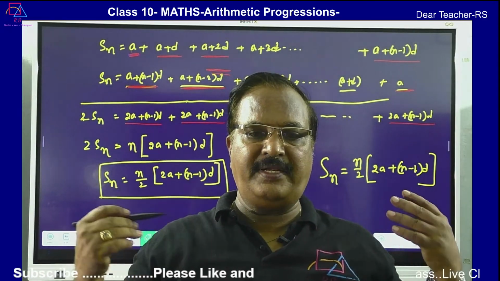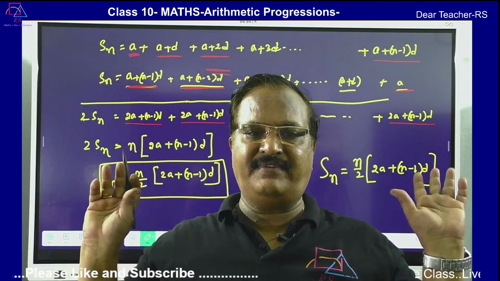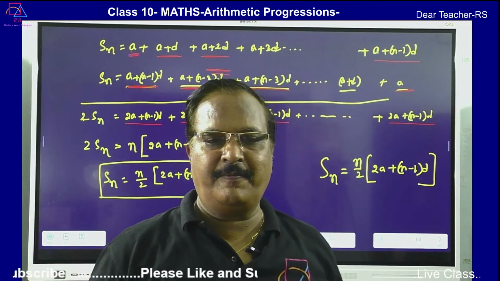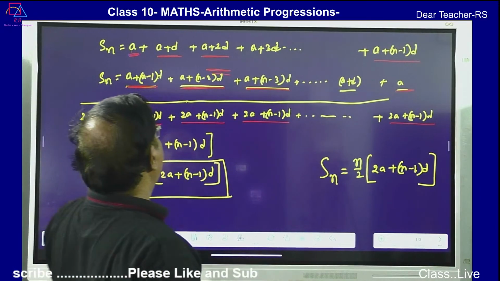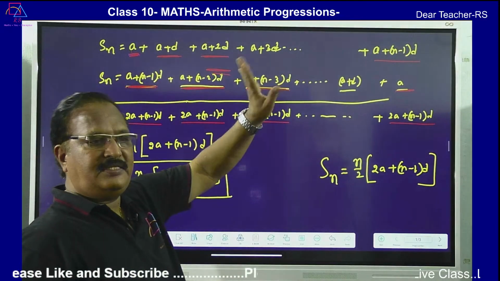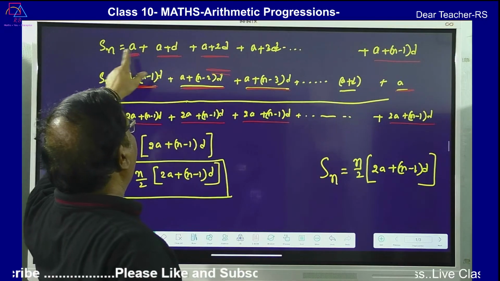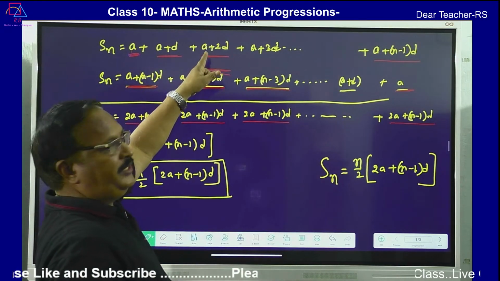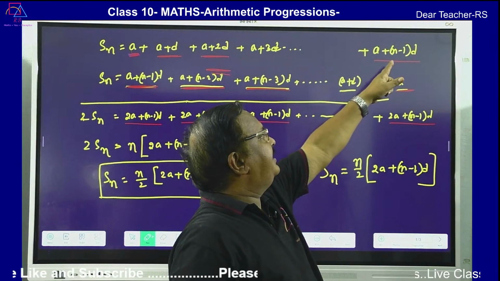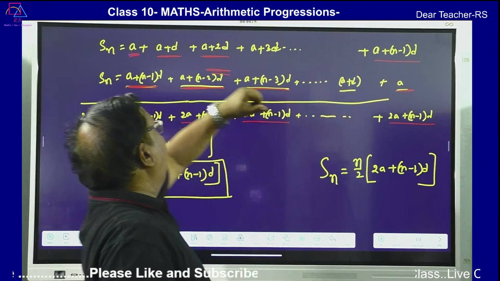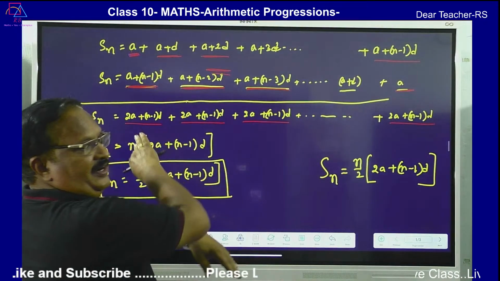Yeah, just now, Priya Yadav, good morning. Just now I have derived the same thing. For you, I will give one more briefing. First, you write all n terms, the general formula: a plus d, a plus 2d, a plus 3d, and it goes on. The last term is a plus n minus 1 into d. I am writing in the reverse order.